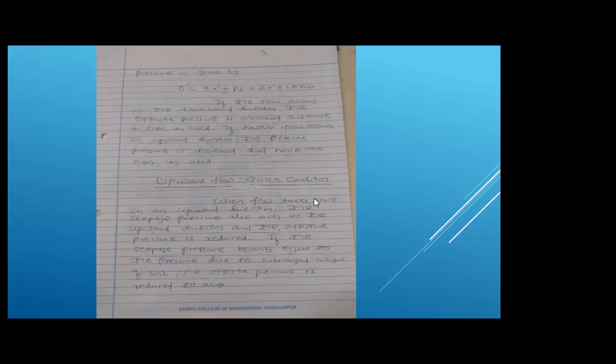I told you quicksand condition is a special condition. When flow takes place in an upward direction, the seepage pressure also acts in the upward direction and the effective pressure is reduced. If it is acting downwards, effective pressure is increased. If the seepage pressure becomes equal to the pressure due to the submerged weight of the soil, effective pressure becomes zero. That means this Z into gamma dash and this PS both become the same, so this minus this becomes zero, and effective pressure becomes zero.